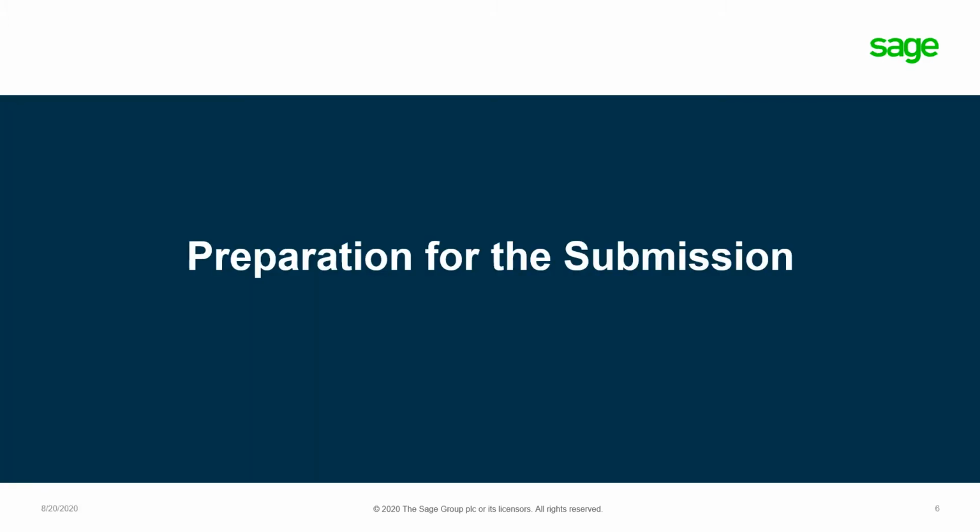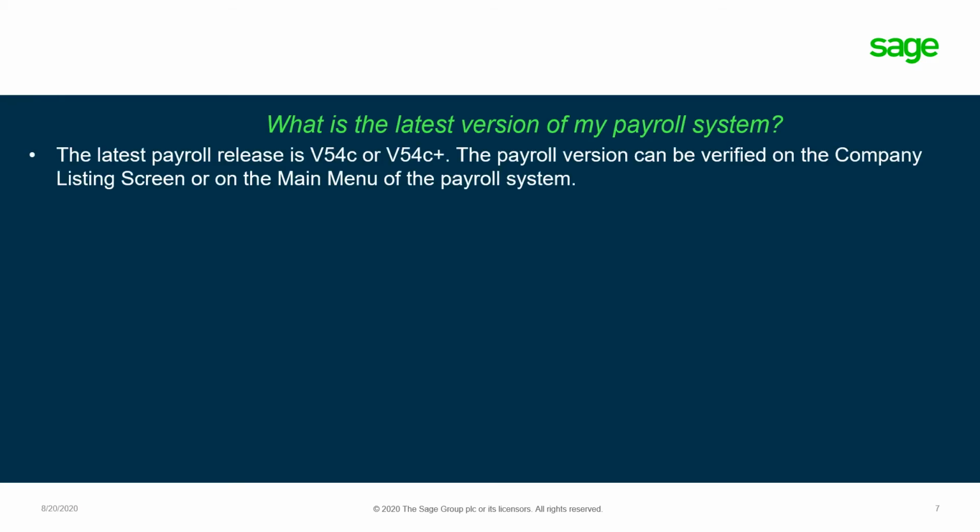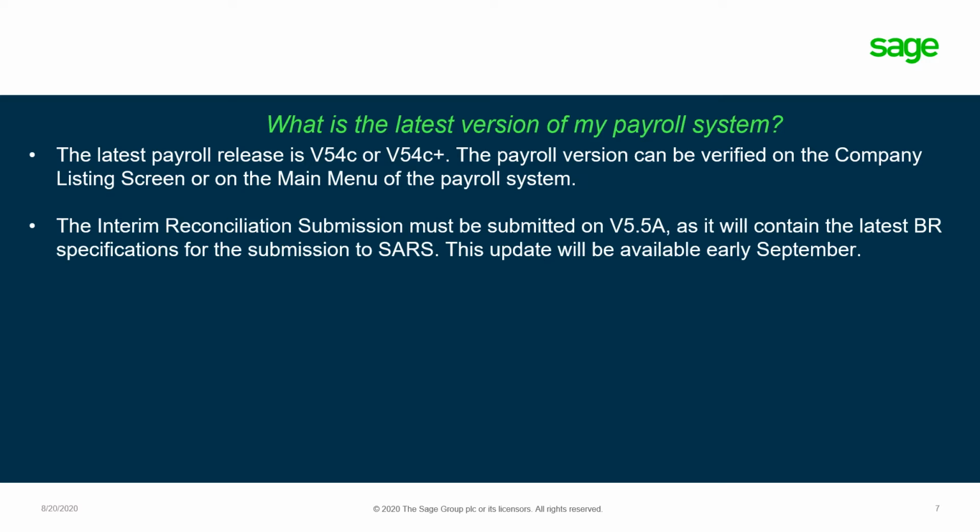Preparation for the submission. What is the latest version of my payroll system? The latest payroll release is version 5.4C or version 5.4C+. The payroll version can be verified on the company listing screen or on the main menu of the payroll system. The interim reconciliation submission must be submitted on version 5.5A as it will contain the latest BR specification for the submission to SARS. This update will be available early September.